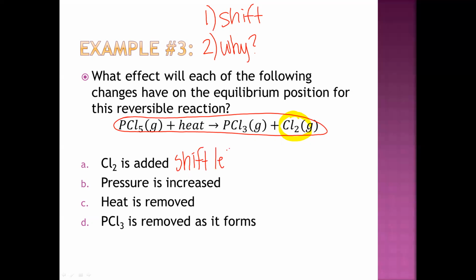If you want to write just an L for left, that's fine. I know what you mean. If you want to write out the whole word, that's fine too. I know what you mean. Okay, so we're going to shift left.